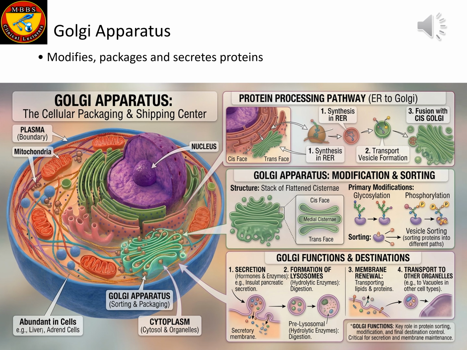Golgi apparatus. The Golgi apparatus acts as the packaging and shipping center of the cell. Proteins synthesized in the rough ER are transported to the Golgi. The Golgi modifies proteins by glycosylation and phosphorylation. It sorts proteins and packages them into vesicles. Functions include protein processing, formation of lysosomes, secretion of hormones and enzymes, and membrane renewal. Without the Golgi apparatus, proteins cannot reach their proper destination.